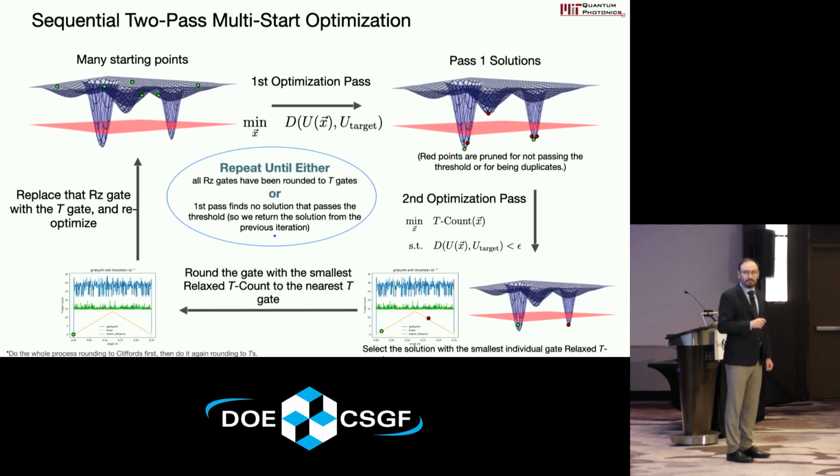Then after that, we find the parameter that is the closest to being one of those even multiples of pi over 4, and we round that parameter, and then we give it back to the first optimization pass to make sure that that rounding didn't make it so we can't meet our error threshold anymore. And we repeat this process until we've either removed all our RZ gates from the circuit, or we encounter a situation where we can no longer meet our distance threshold, in which case we undo the last rounding that we did and return the last circuit that worked.